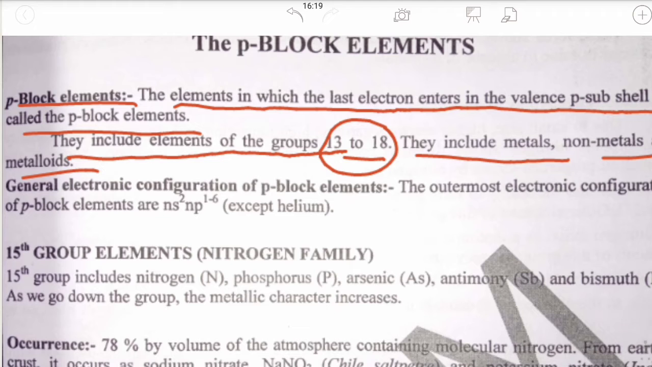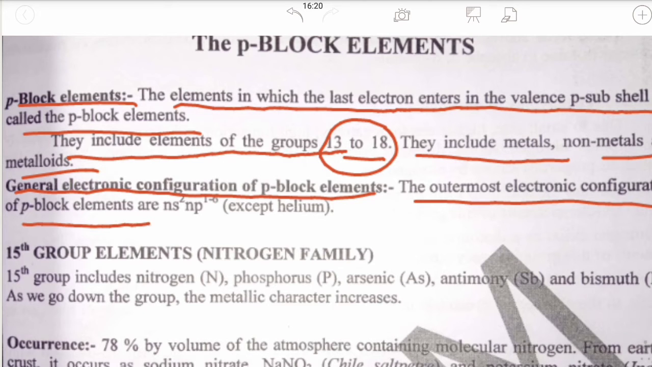Group 15 mainly includes nitrogen, phosphorus, arsenic, antimony and bismuth. Group 15 consists of 5 elements. General electronic configuration of p block elements: the outermost electronic configuration is ns2 np1 to 6.